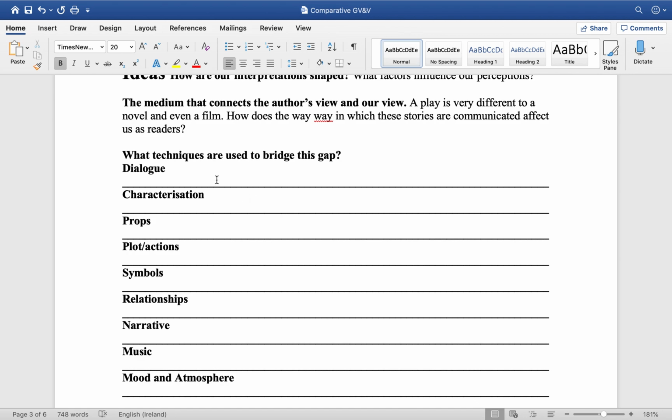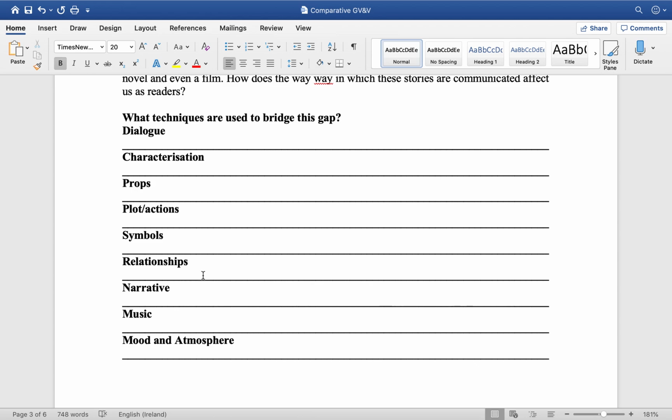So, of course, dialogue, a conversation between two or more characters. Characterization, how characters are displayed and how they develop throughout the text. We have props, which are objects used on stage to promote realism. We have plot, which are basically just the events of the text. Symbols, these are things that represent more than just themselves. So think about the dawn, a great symbol for a new beginning. Okay, it represents more than just the sun rising. Relationships, how characters interact, whether this is nurturing and beneficial or destructive and harmful.